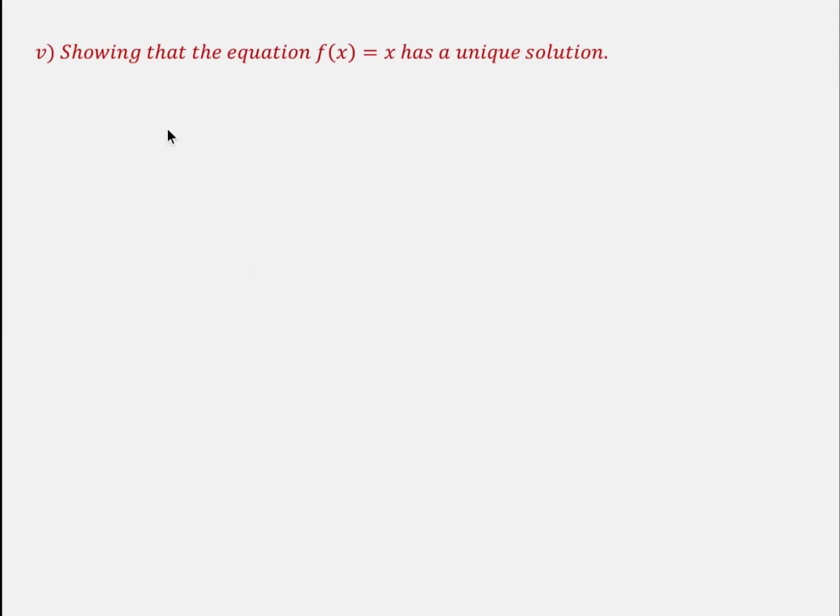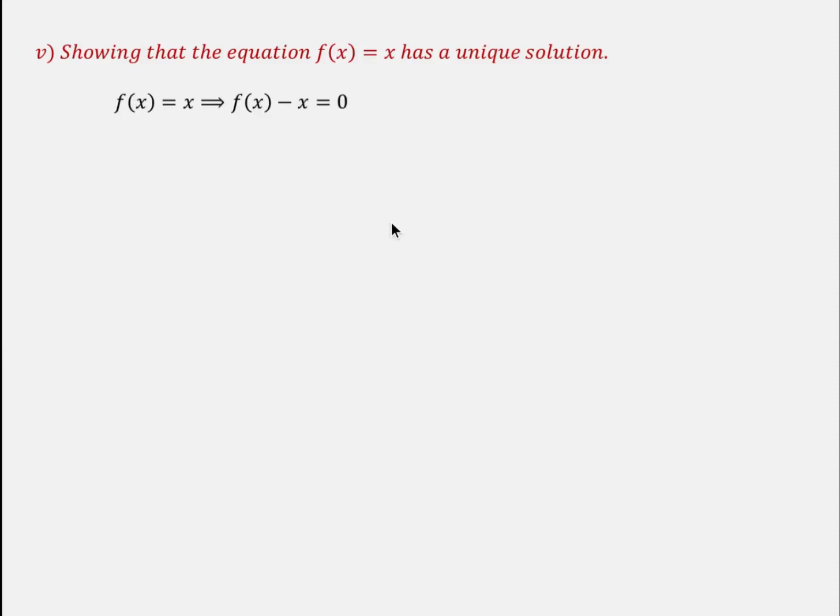In the fifth part of the question, we are asked to show that the equation f of x equals x has a unique solution. In order to verify that the equation f of x equals x has a unique solution, we need to verify two things. The first one is that the function f of x minus x is either strictly increasing in the interval 0 to 1 or strictly decreasing. And the next thing will be that the function f of x minus x equals 0 crosses the x-axis in that interval 0 to 1 at least once.